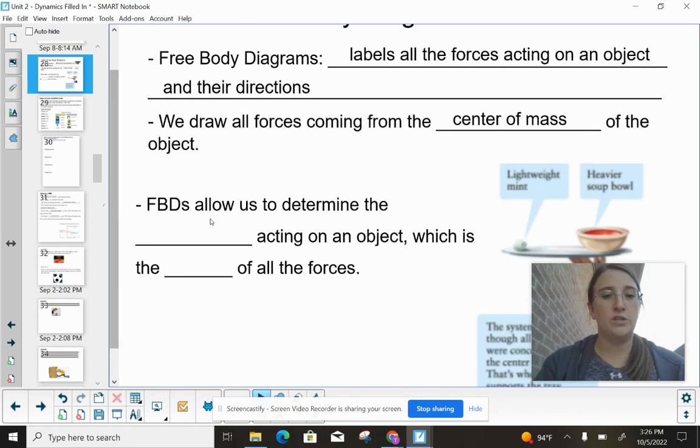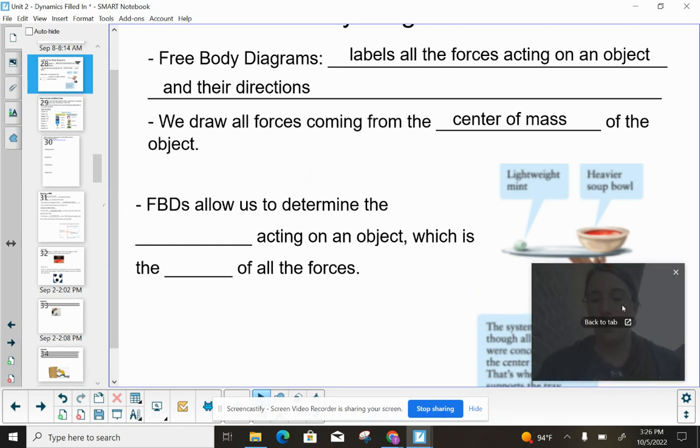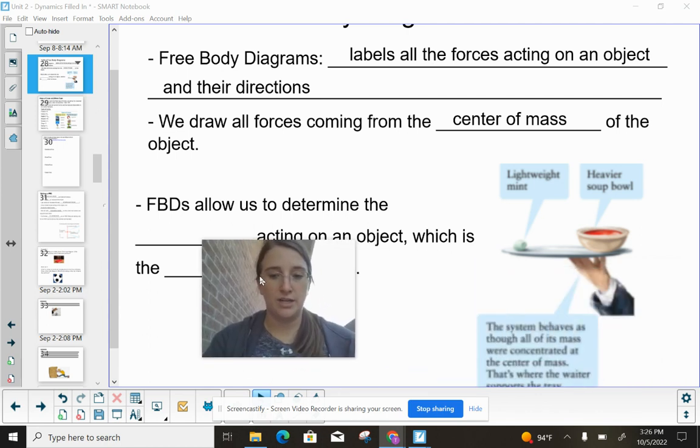But FBDs allow us to determine the net force, that first blank. Sorry, I forgot to fill it in. Net force is the sum of all forces that act on the object.